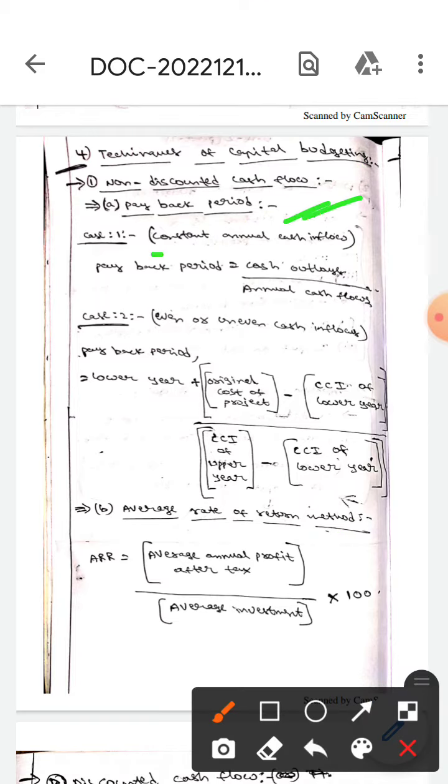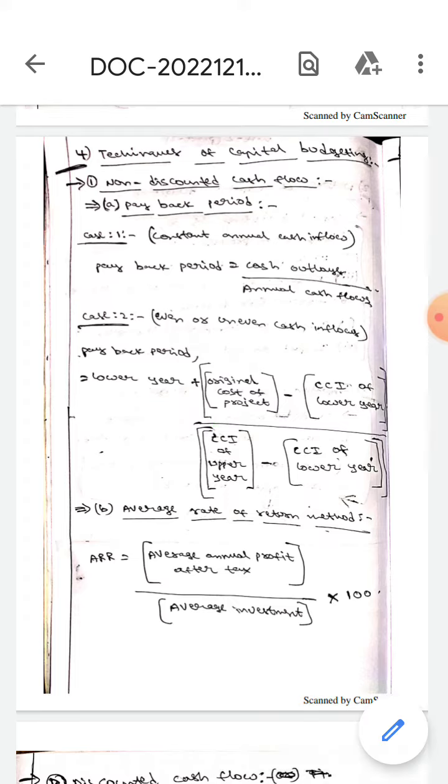Here in case one, there will be constant annual cash flow. Then payback method equals cash outflows divided by annual cash flows. Whereas in case two, there will be even or uneven cash flows. In that, the payback method will be equal to lower year plus original cost of the project minus CCI of the lower year divided by CCI of upper year minus CCI of lower year.